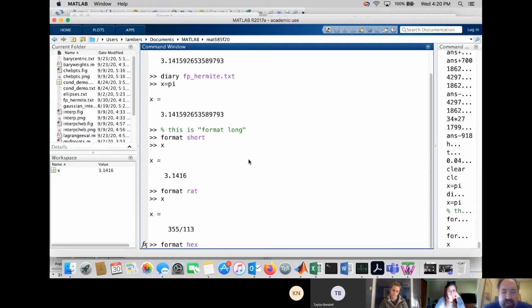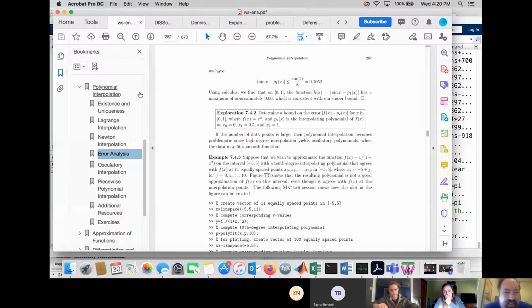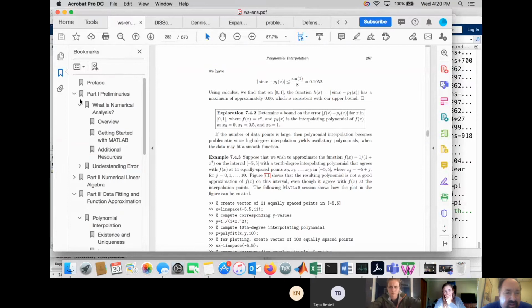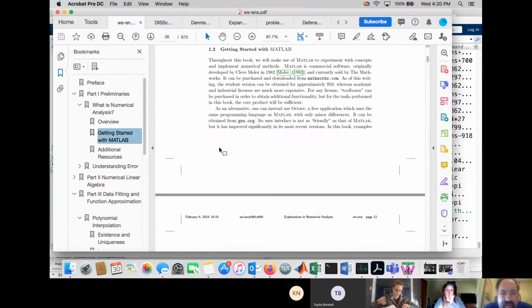In the homework, did you have to do a whole format hex? Did that come up? I don't remember. Anyone? I'm going to take a look at the problem here.